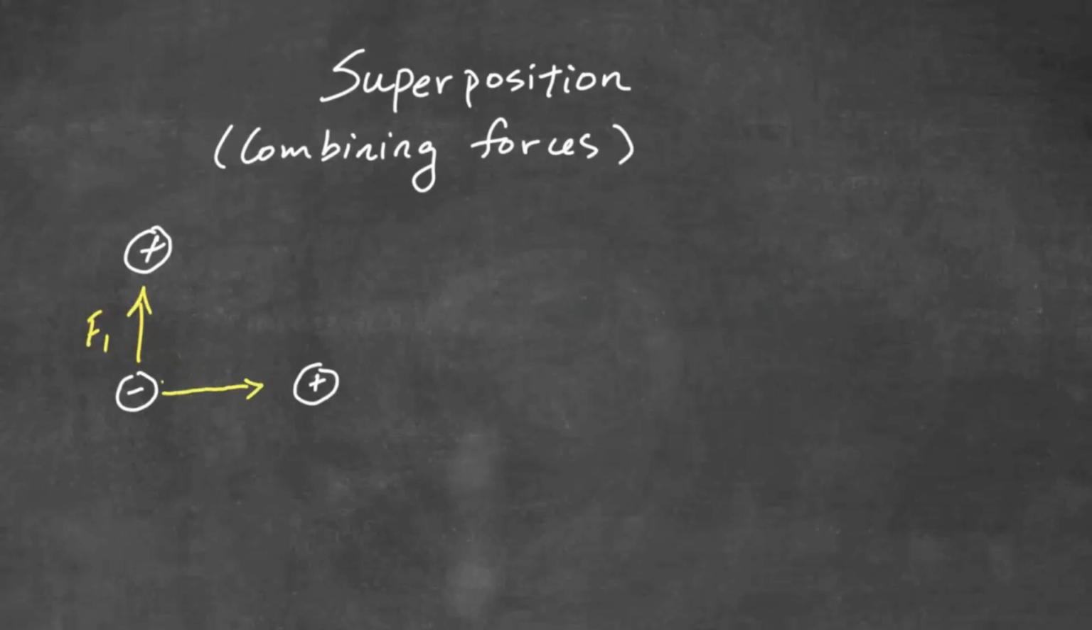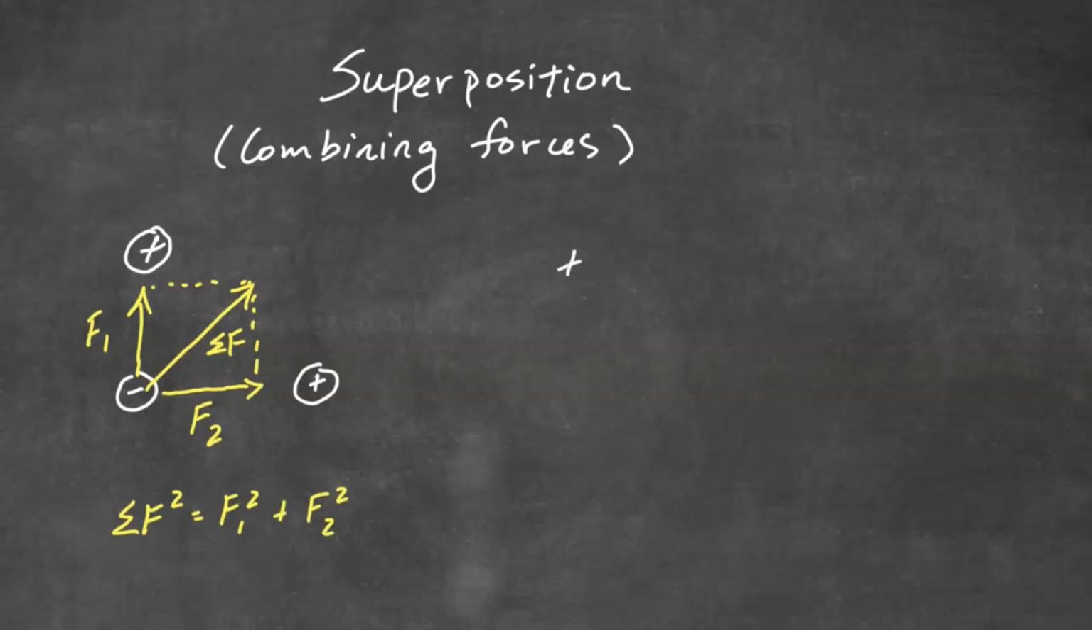The positive charge on the right is going to pull the negative charge to the right because they're unlike charges. We'll call that force F2. To find the net force, we're going to find the vector sum. Since this forms a right triangle, we can use the Pythagorean theorem. So the net force squared is equal to F1 squared plus F2 squared.